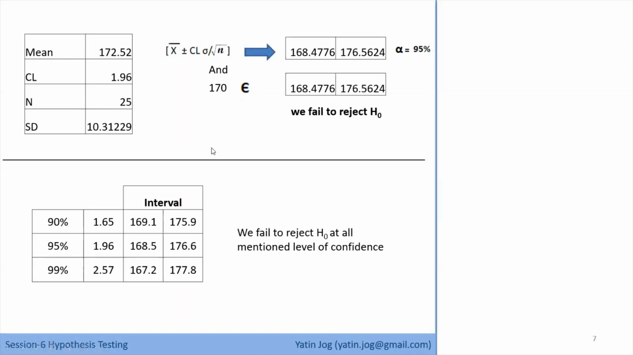Can I say the same thing at all confidence levels? Even at 90%, you look at the interval. 170 belongs to this interval also, to the second interval also, and to the third interval also. So at all confidence levels, 90%, 95%, 99%, 170 belongs to the accept range of values. That means we can go ahead with H0. My assumption is correct. We fail to reject H0 at all mentioned levels of confidence. Have you understood this? Can we go ahead?